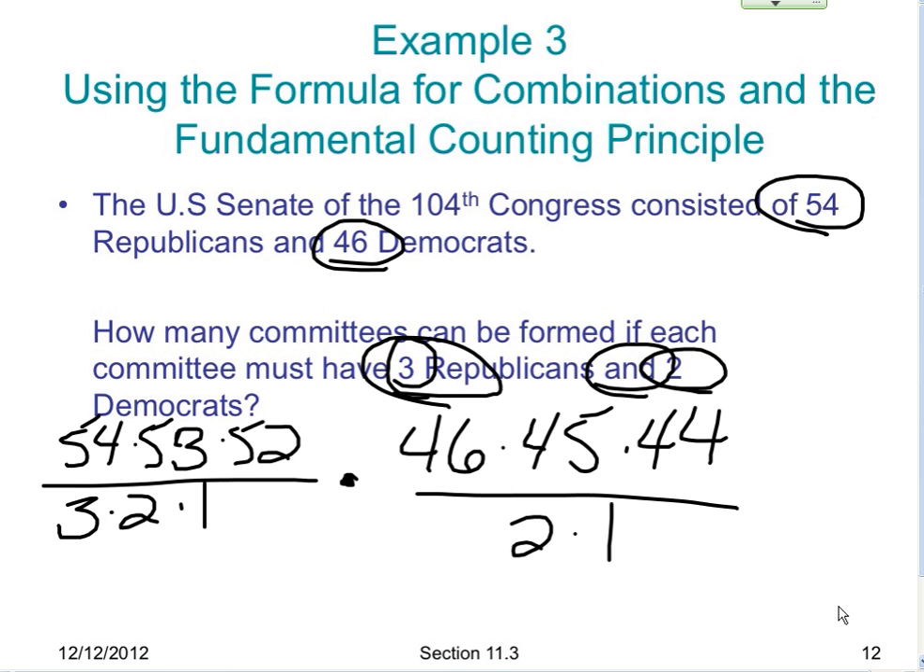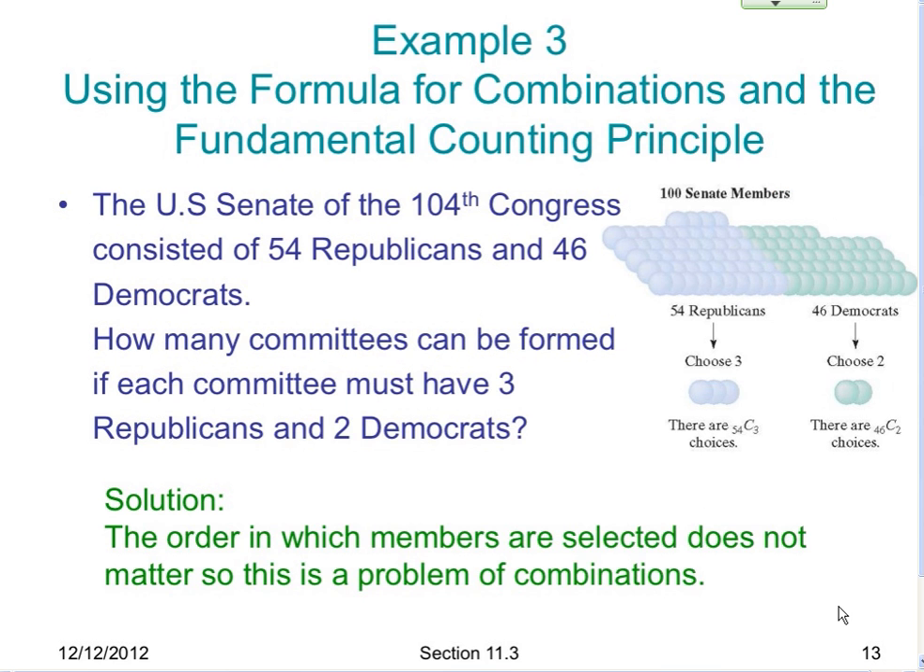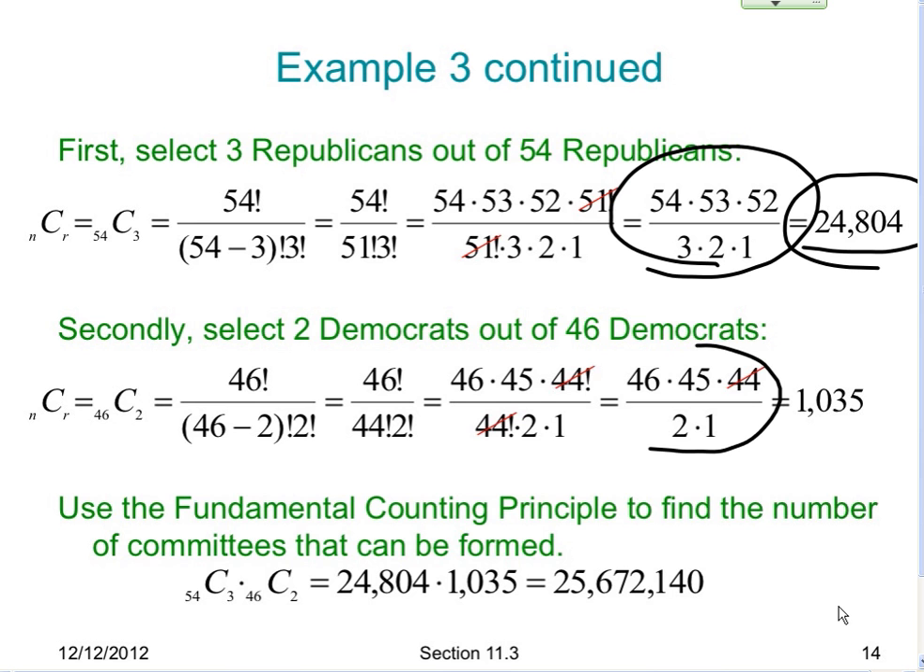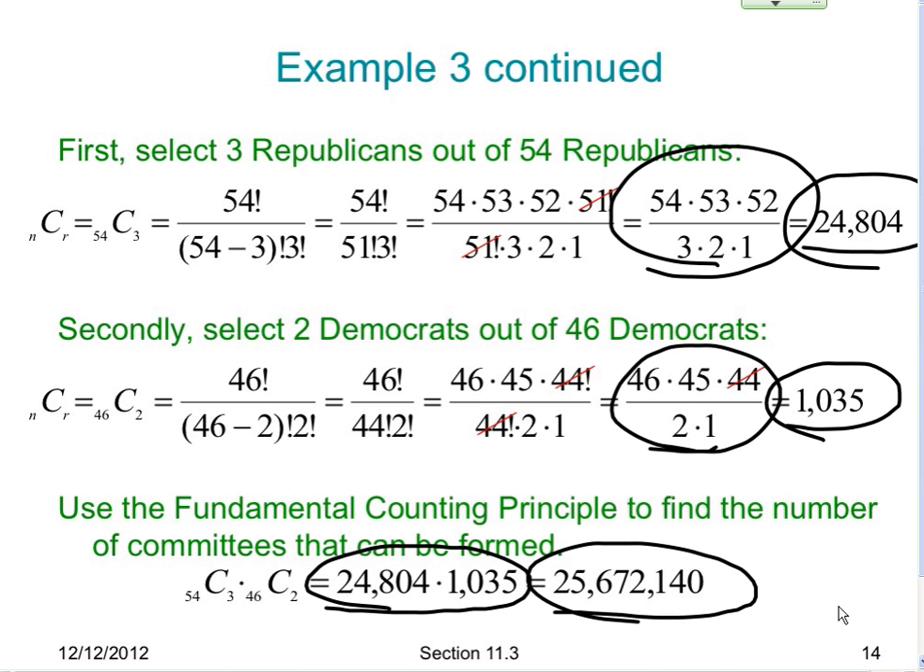I'm going to take it to the next slide because it looks better when it's canceled. So cancel, cancel, cancel, you get 24,804. Cancel, cancel, cancel, 1,035. And then when you multiply those two together, 25,672,140 committees with 3 Republicans and 2 Democrats.